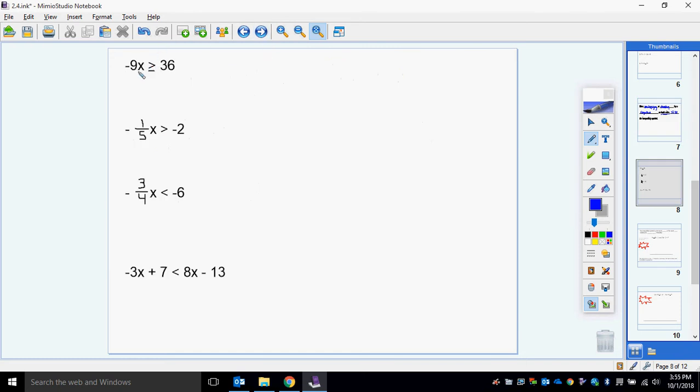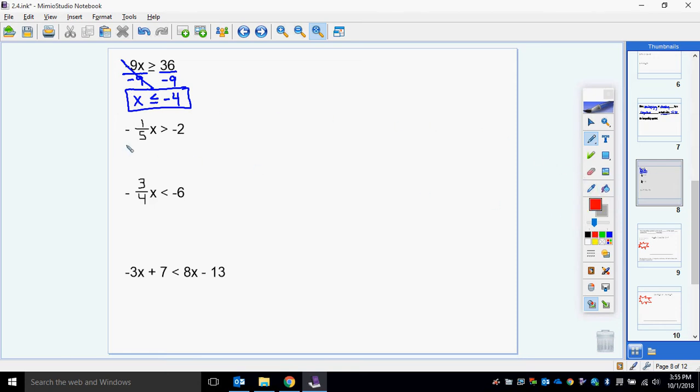For instance, if I were to solve for x in this inequality, since it's being multiplied by -9, I have to undo that with division by -9. Well, division by -9 tells me, hold up, wait a minute, I'm dividing on both sides by a negative number. I need to now flip my inequality symbol. So instead of the inequality symbol opening up towards the x, it needs to open up the other way. And 36 divided by -9 is -4.